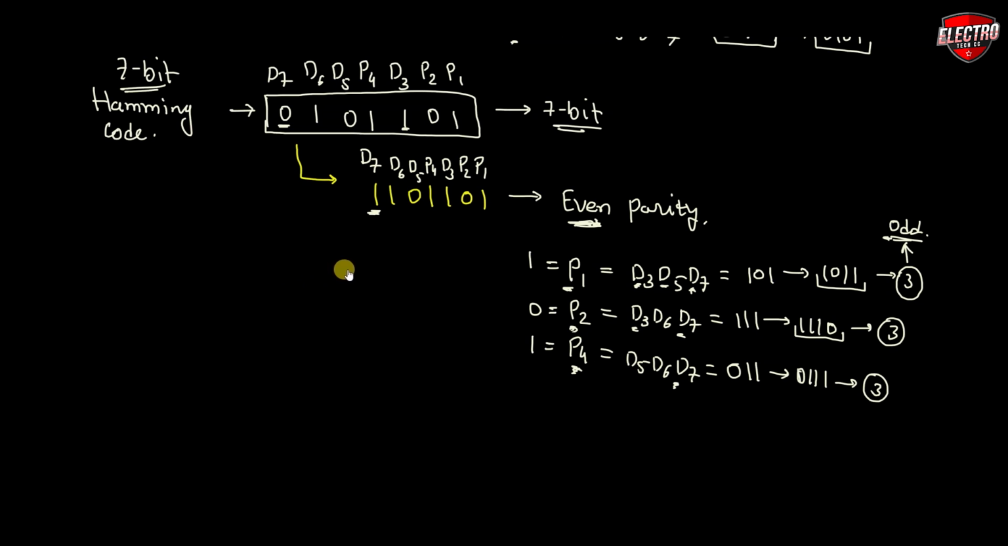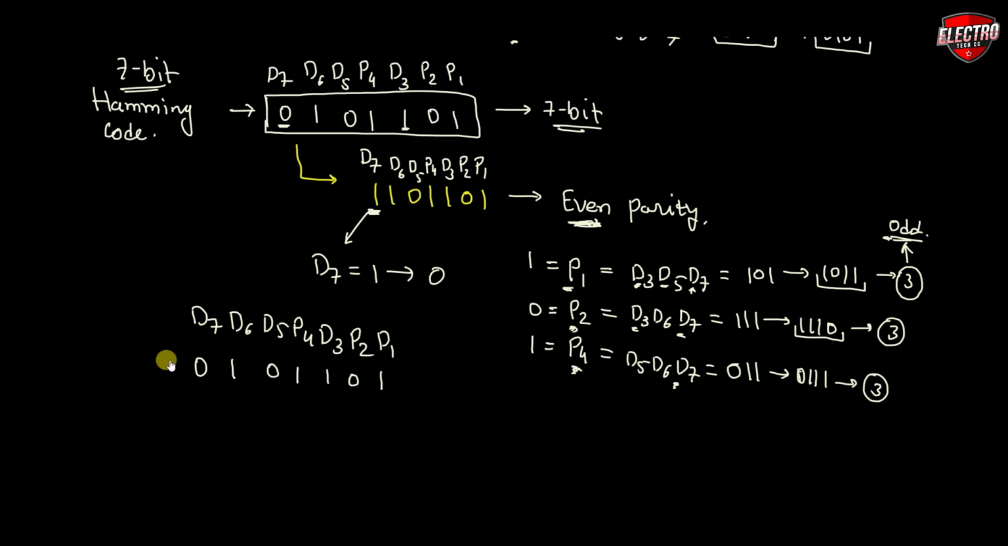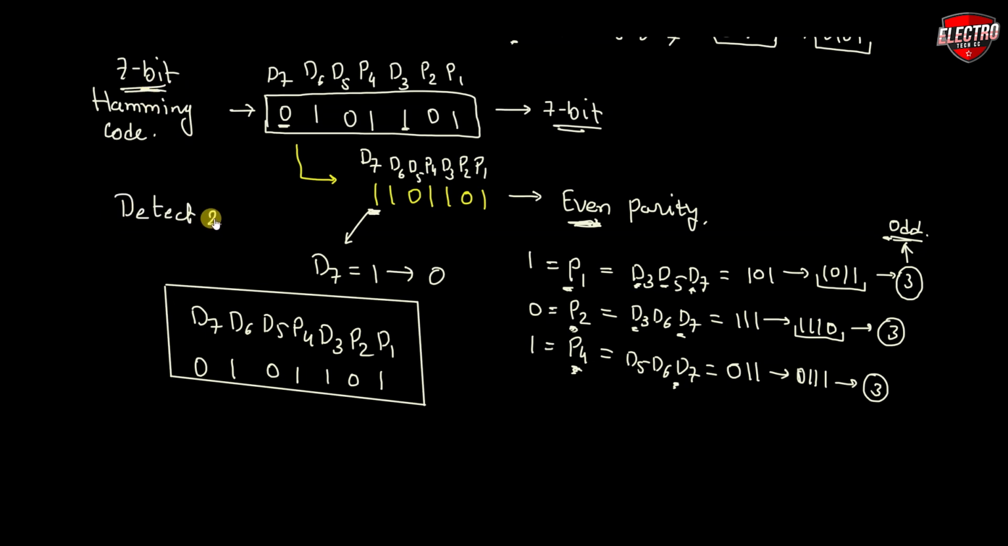So, to correct this error bit, we must change D7 from 1 to 0. So we get the final error corrected answer, D7, D6, D5, P4, D3, P2, P1, where D7 is changed from 1 to 0, and the remaining bits are as they are. This one is the error corrected 7-bit Hamming code. This way, we can use a 7-bit Hamming code to detect and correct errors.